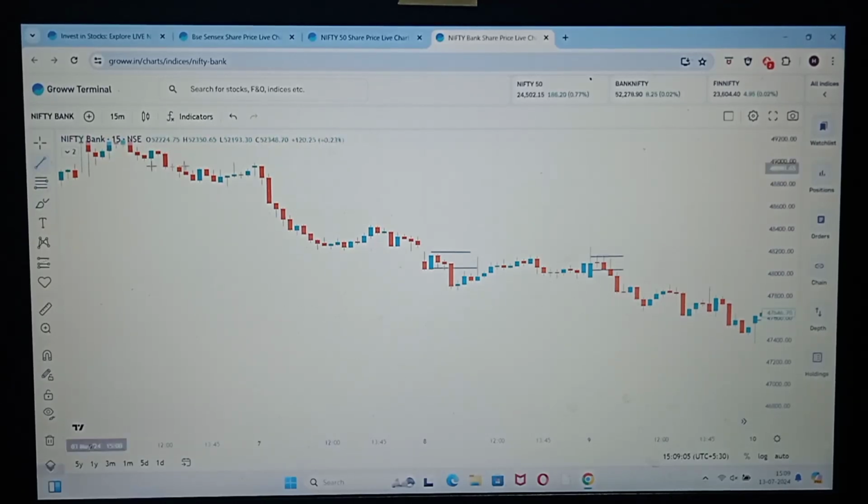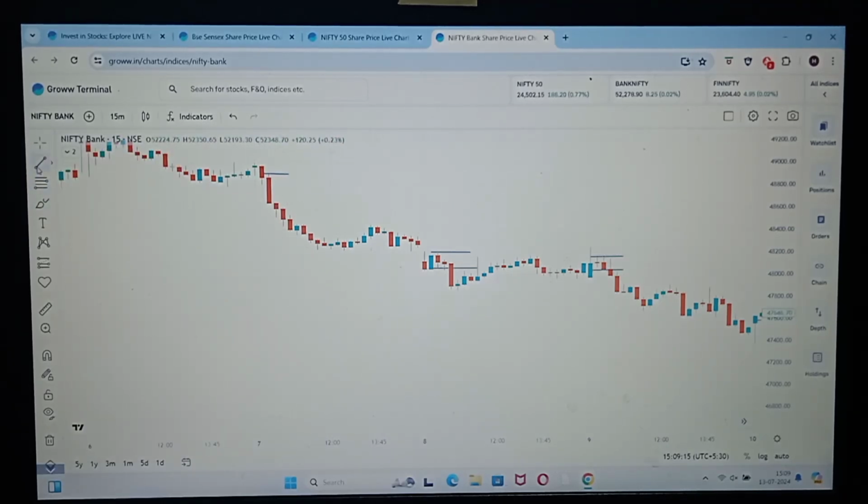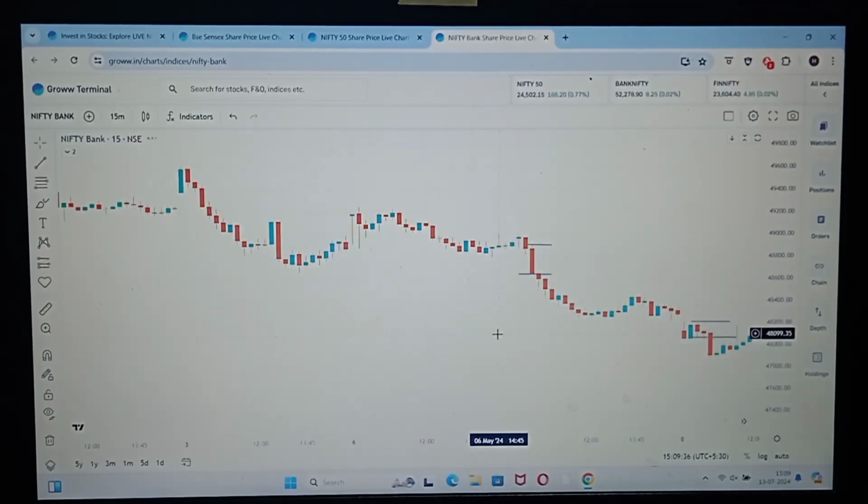On 7th May we'll be marking this 9:45 candle's high and low. You can clearly see the second candle is breaking the low of the first candle. At 10 o'clock we will be initiating our trade at the 48,632 level. From here you can see a rally on the downward side. Easily we can book 200 points. Next we'll see the 6th May chart.